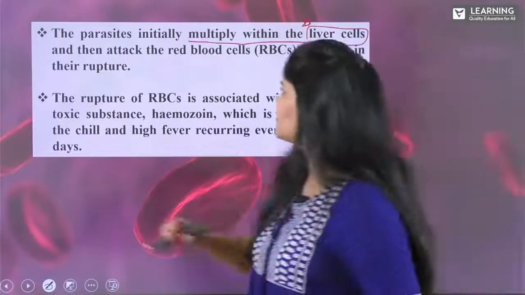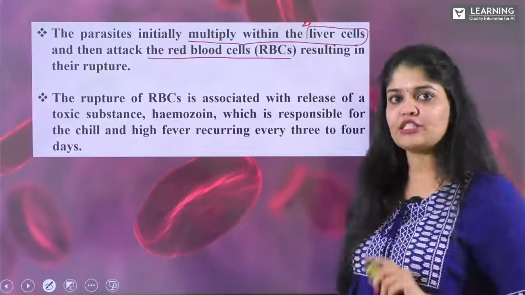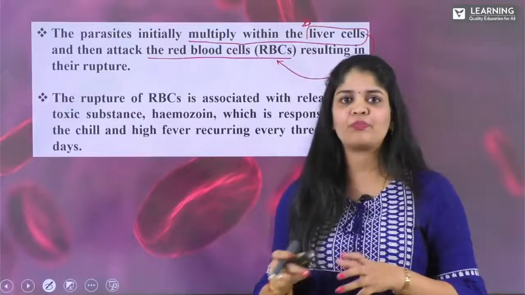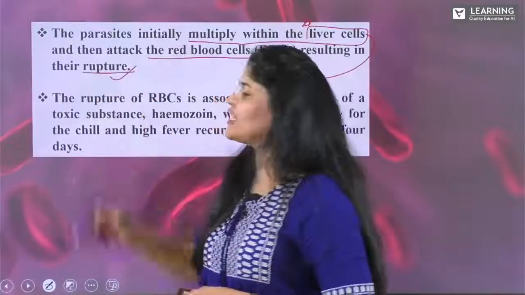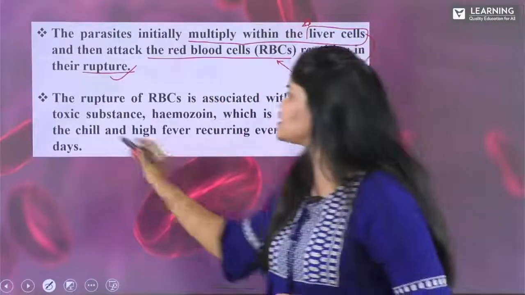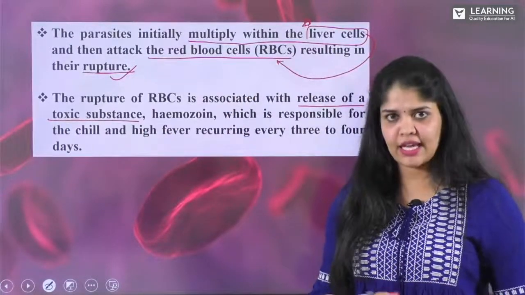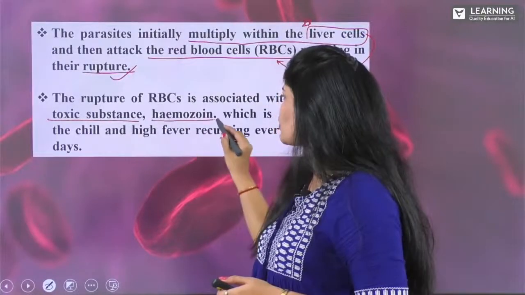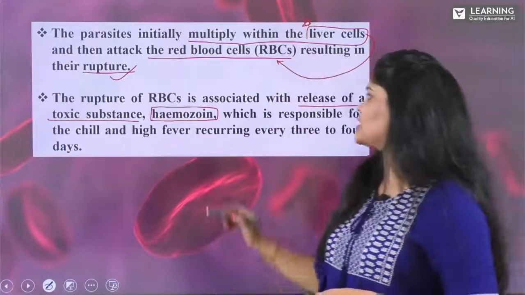Then it attacks RBC cells. First it attacks liver cells, then it attacks RBCs, that is red blood cells, and this results in the rupturing of the RBC. The ruptured RBC is associated with the release of a toxic substance, where these parasites convert the soluble heme form into an insoluble crystalline toxic substance, and that substance is called hemozoin.